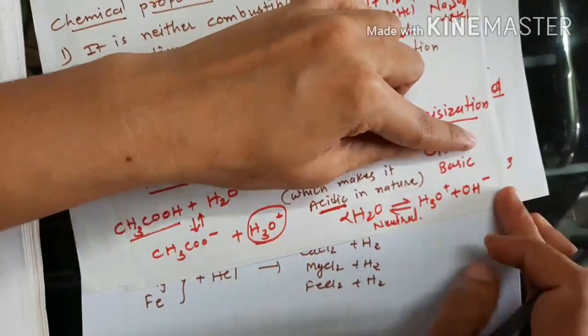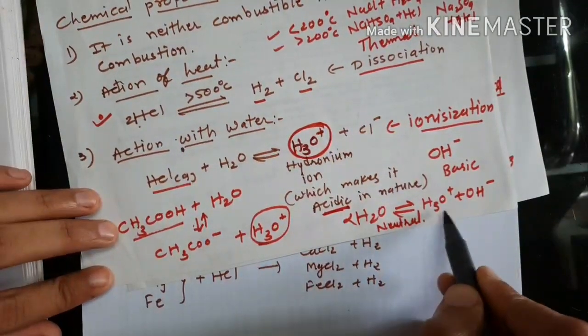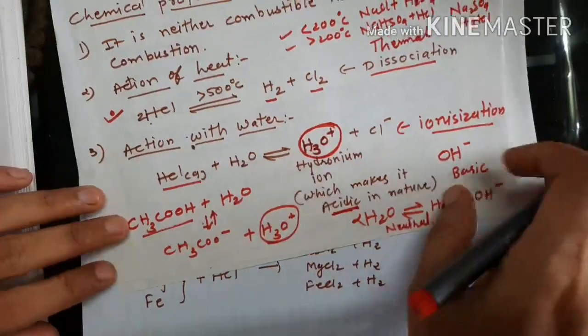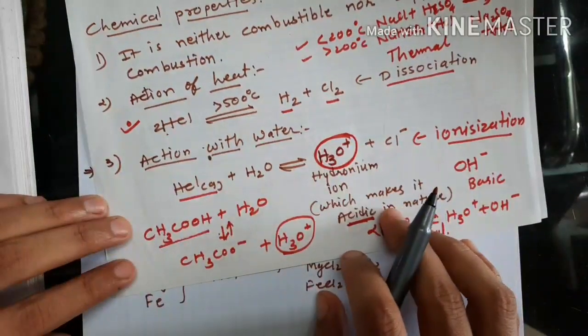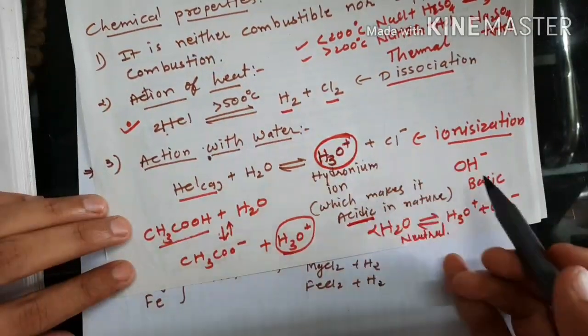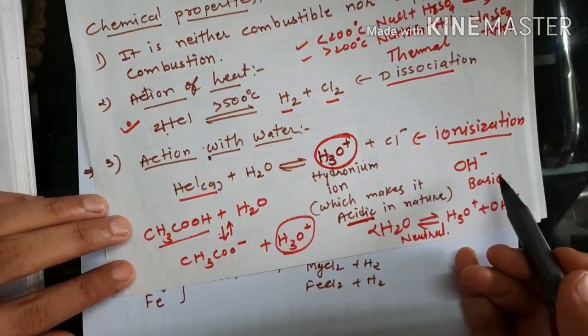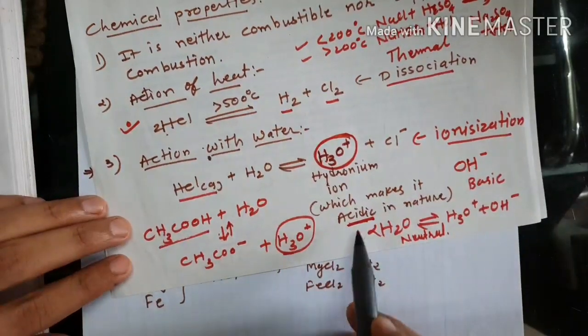You already learned in chapter 9, standard water chapter, that water is neutral, right? So you just need to remember, whenever you learn something about the reaction with water and the hydronium ion or hydroxide ion, you just need to write according to that. So this is the main point, and some questions will come.